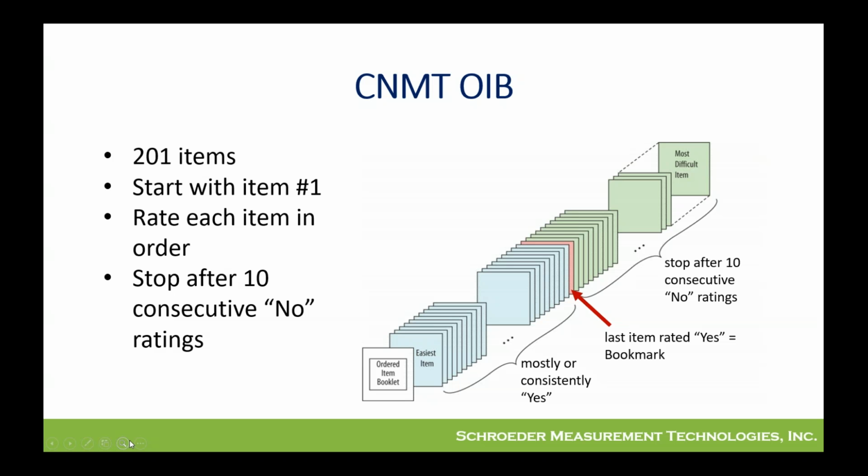Beginning with the first item in the OIB, you will decide whether 2 out of 3 borderline candidates will answer an item correctly. You will work your way through the OIB until you have answered no to 10 items in a row. 10 consecutive no ratings indicate that you are confident that the rest of the items in the OIB are likely to be too difficult for borderline candidates.